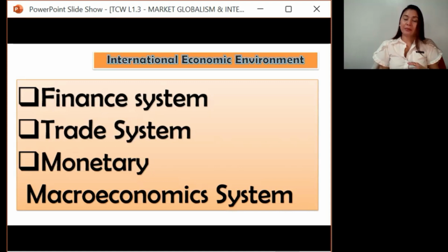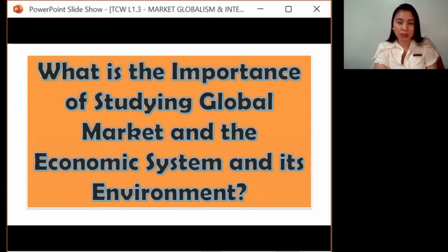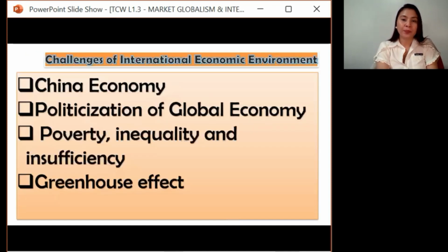Now, when we say trade system, this basically studies products, goods, and services across world boundaries, and it makes policy to speed up its trading system. In the monetary macroeconomic system, this researches capital and macro flows all over the world. Again, these are the international economic environment systems: finance system, trade system, and monetary macroeconomic system. Now we will be talking about the challenges of the economic environment. What are the challenges of the economic environment?